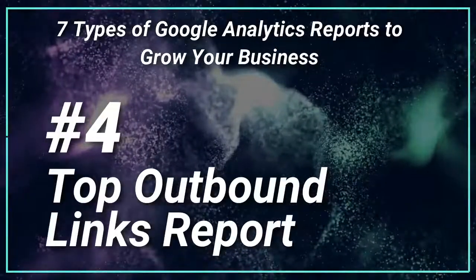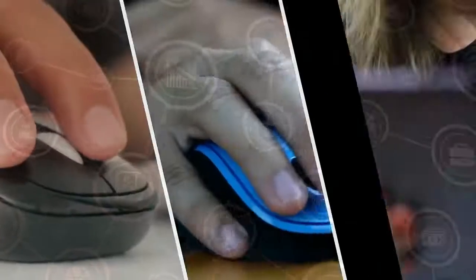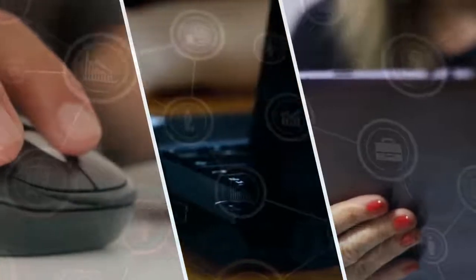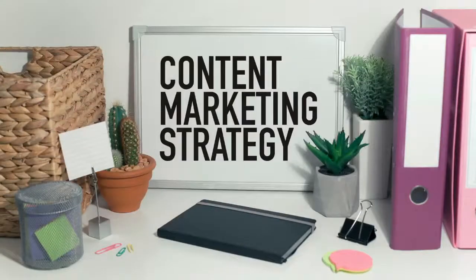Outbound links are links on your site that lead to other websites, social media platforms, and other affiliate links. Having data about which links people are clicking on is going to help you understand what your users are interested in learning more about. Now, you can use this information for planning future content and boosting engagement even more.